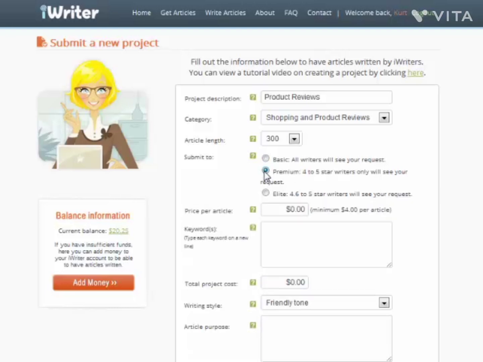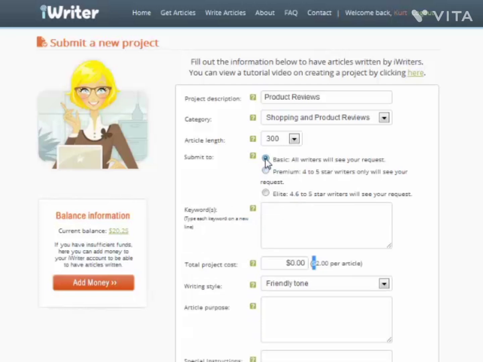If I go to premium, so only the top people are going to get it, it's $4 an article. I just don't do that because using all writers, I get very good articles. And again, if I get crap, I can just reject it and it goes back out into the queue. So now I need to give them my keywords, or what I want them to write the articles on.